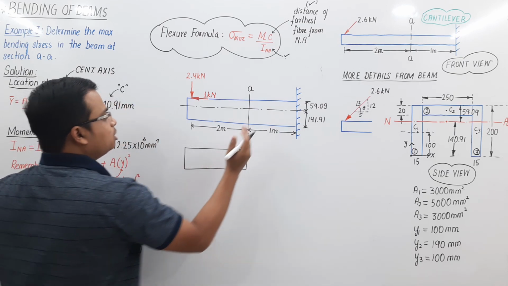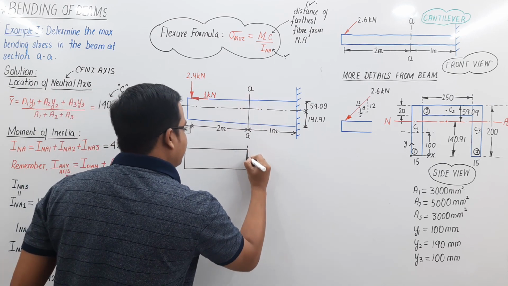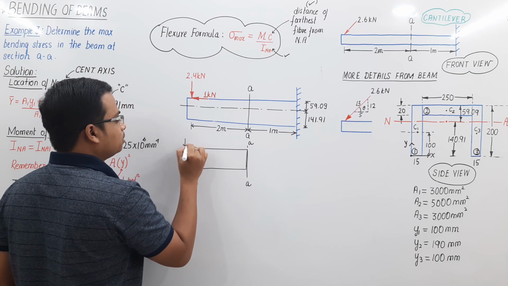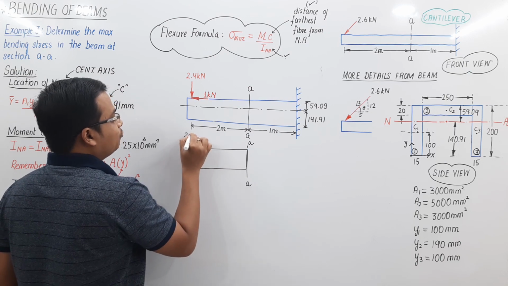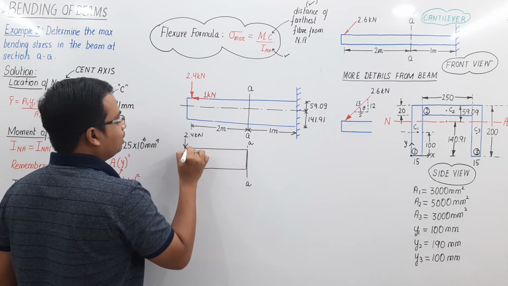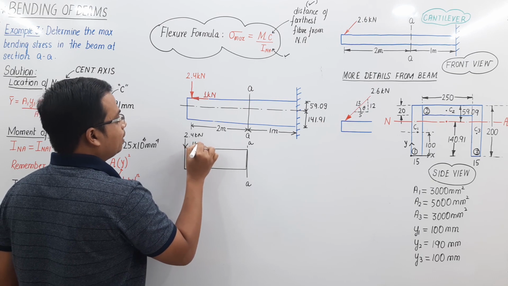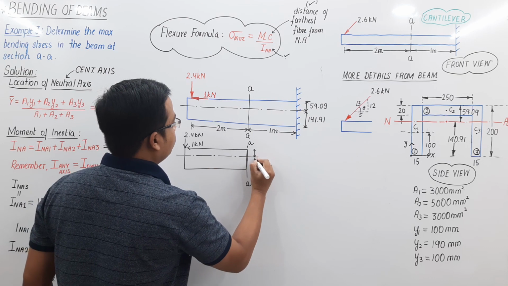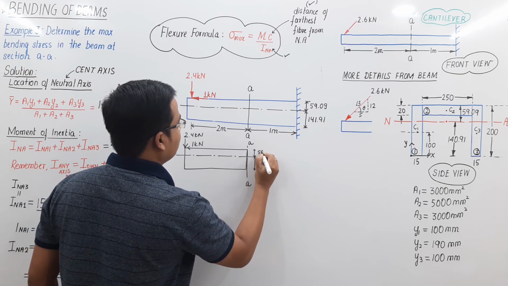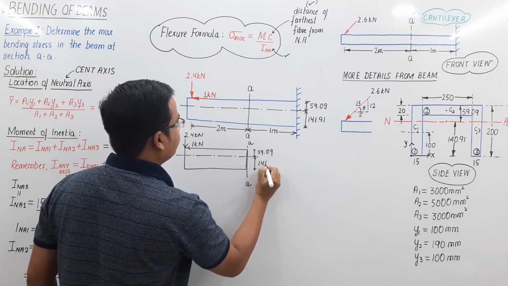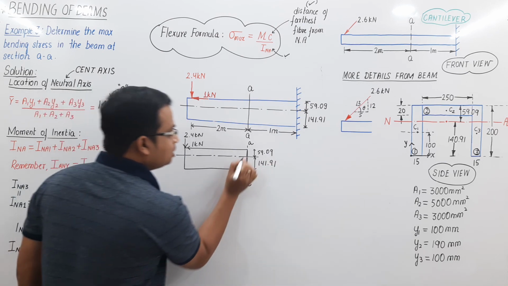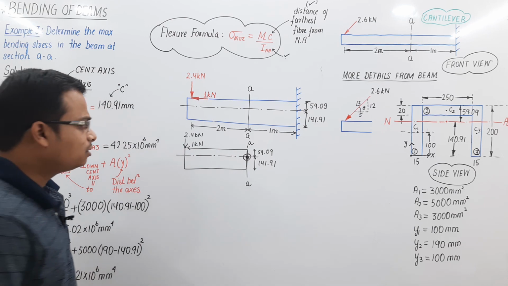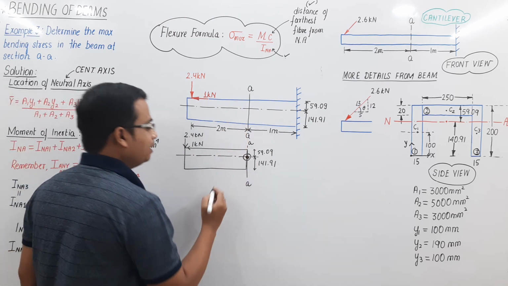Okay, focus on only this much portion of the beam. We want the bending moment here, at A. If you take a look, this is 2.4 kN and this is 1 kN. These distances are known to us: that is 59.09 and this is 141.91. What we want is the bending moment with respect to this point, about the neutral axis, right here.